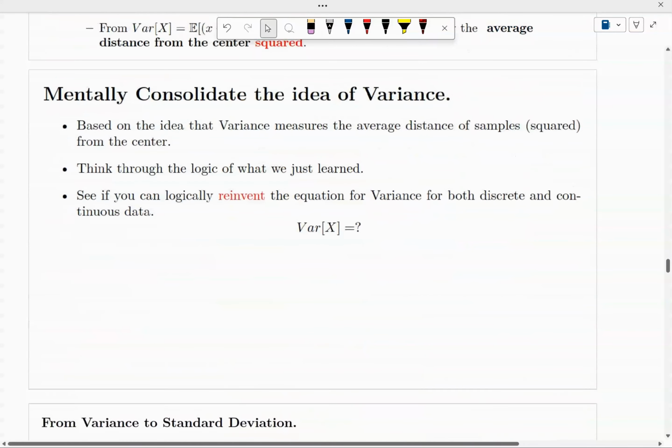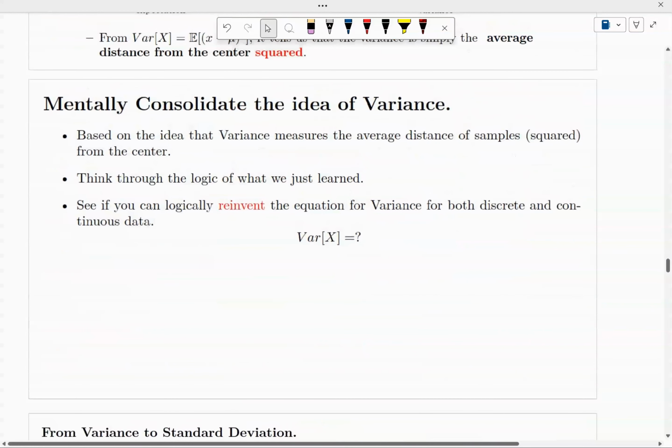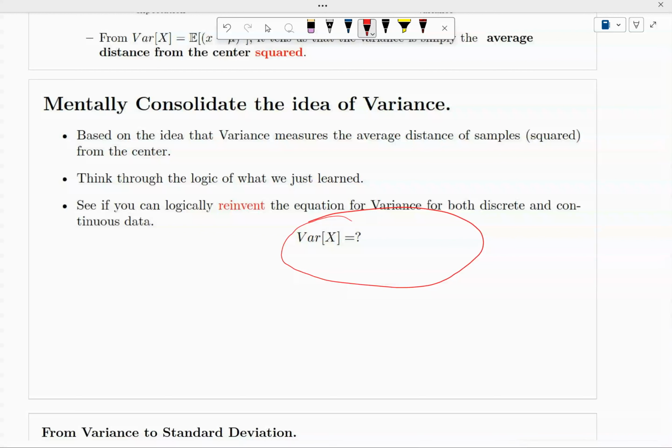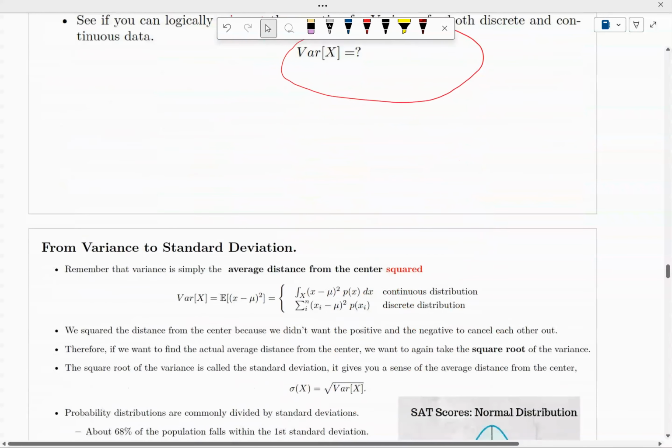All right, now I want you to pause the video and take a second to see if you absorbed this. Try to logically think through what we talked about and come up with the two separate equations. There are two ways to calculate variance. See if you can remember the storyline and come up with the equation yourself. Okay, pause the video. We're going to go on.